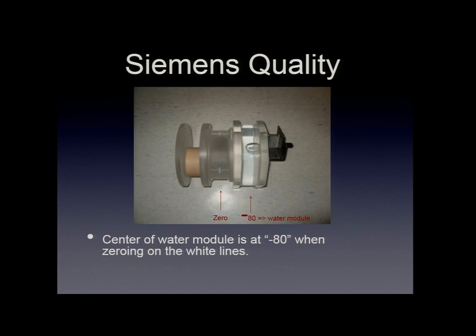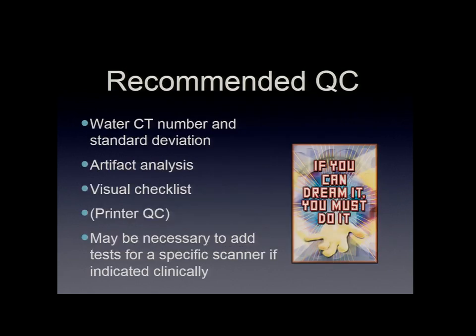it moves and acquires all of the data automatically, goes to -80 to the water Phantom, and then it runs the processing of all the data, and then you get a printout, a table of all of the results of that. So what are the recommended QC?